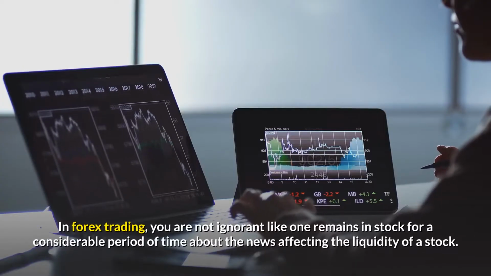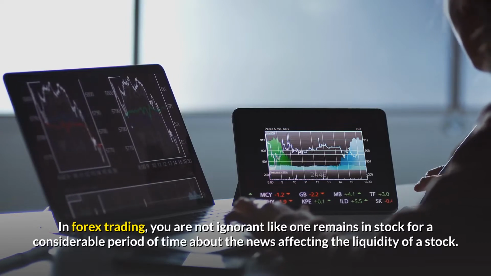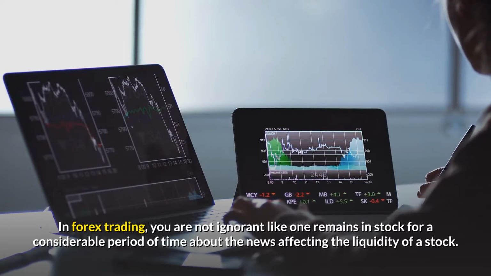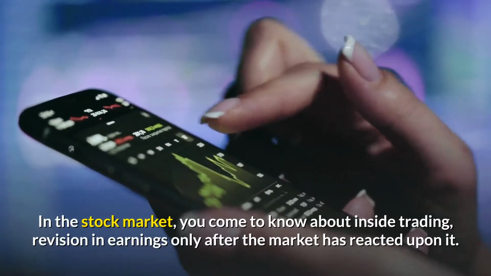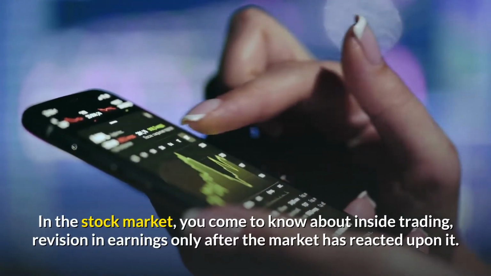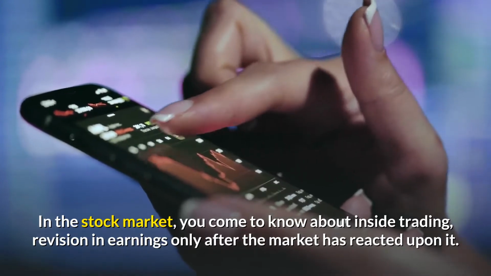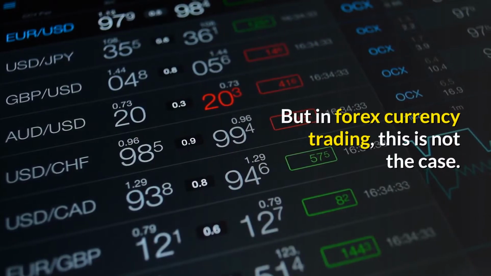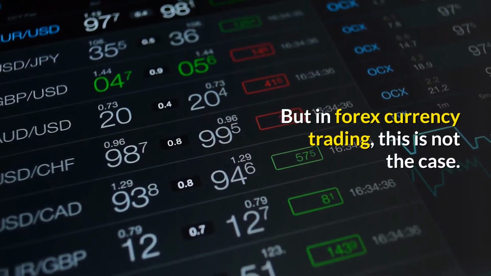In Forex trading, you are not ignorant, like one remains in stock for a considerable period of time, about the news affecting the liquidity of a stock. In the stock market, you come to know about insider trading and revision in earnings only after the market has reacted upon it. But in Forex currency trading, this is not the case.